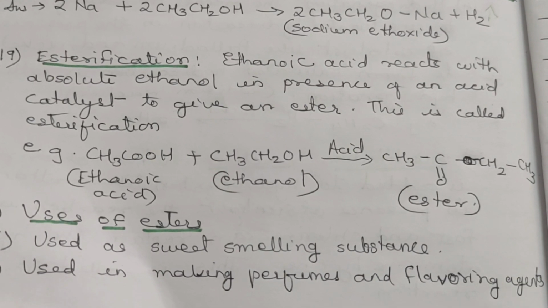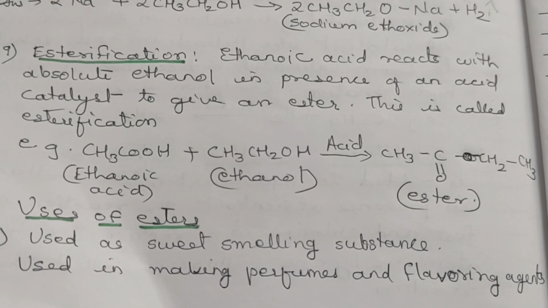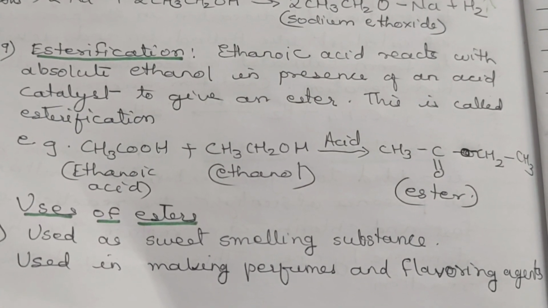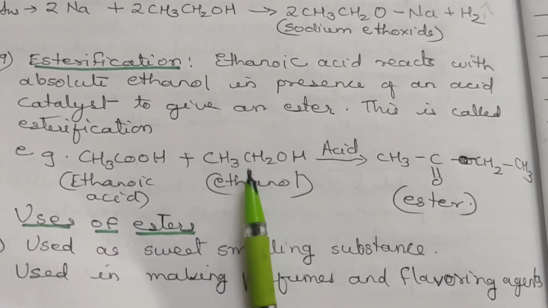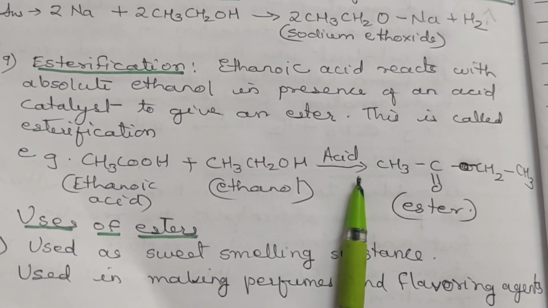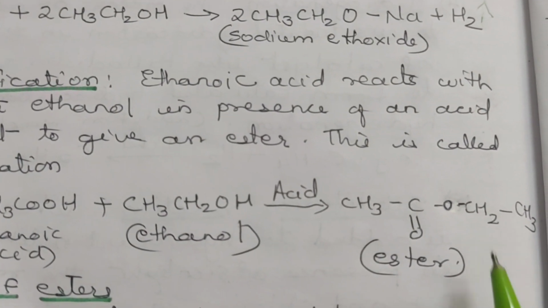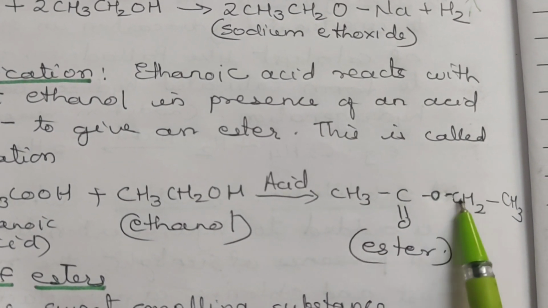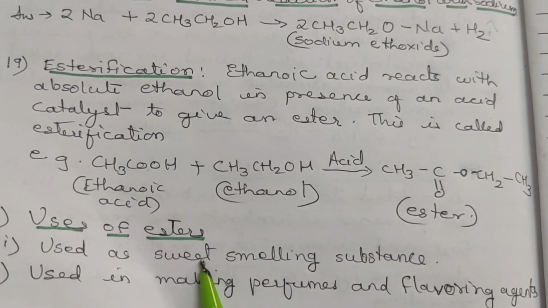Define esterification. Ethanoic acid reacts with absolute alcohol in the presence of an acid catalyst to give an ester. This is called esterification. Example, ethanoic acid, that is CH3COOH, plus CH3CH2OH, ethanol, in the presence of acid as a catalyst, gives an ester. That is, the ester CH3COOCH2CH3 is formed.